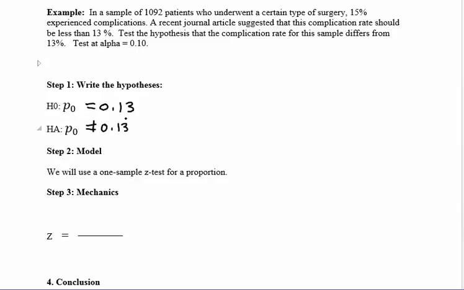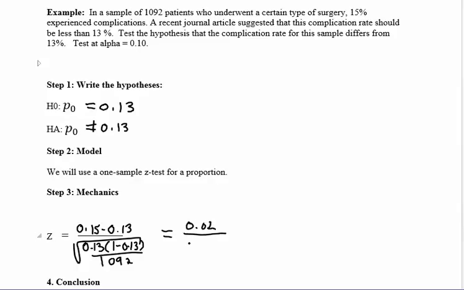Mechanics. The test statistic is z equal to 0.15 minus 0.13 divided by the square root of 0.13 times 1 minus 0.13 divided by the sample size 1092, which simplifies to 0.02 divided by 0.010177, which is equal to a z-score of 1.97.